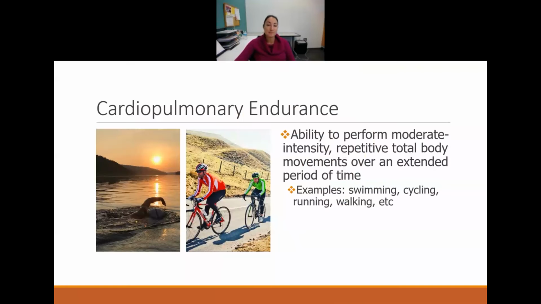With cardiopulmonary endurance, this is the ability to perform moderate intensity, repetitive, but total body movements over an extended period of time. Great examples of these: swimming, cycling, running, something that you're doing for a long duration and repetitively using the whole body.